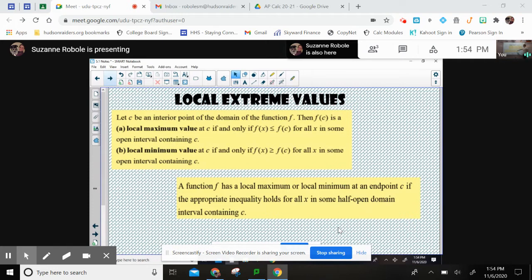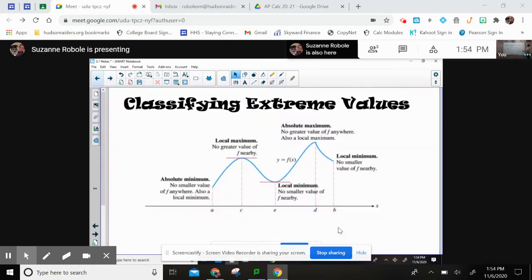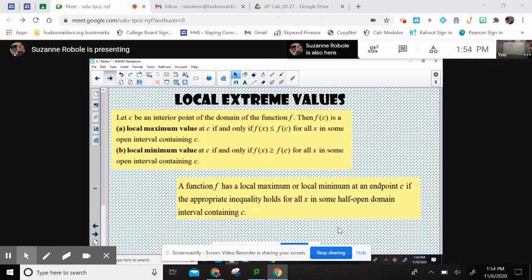So a function f has a local maximum or a local minimum at an endpoint if the appropriate inequality holds for all x values. So it's going to be a local max or a local min if the values are, so like this guy is a local minimum because all the values before it were greater than it. So it's smaller than the values above it. Okay. So that's just what they're talking about when they're talking about endpoints.